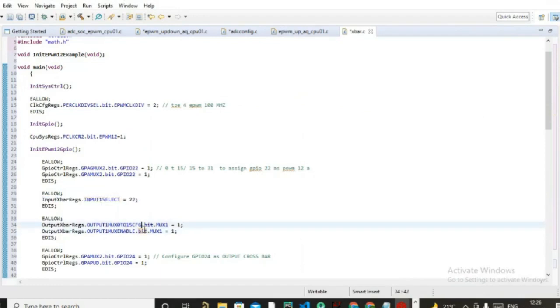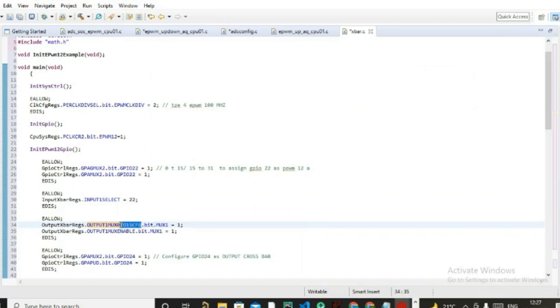Then what we have is the output 1 mux 0 to 15 configuration. So from mux 0 to 15, we are configuring mux 1. If you want mux 2, then it will be from 16 to 31. Like that. So we are enabling the output 1 mux, and we are selecting the output crossbar configuration to add GPIO 22. How am I deciding that?